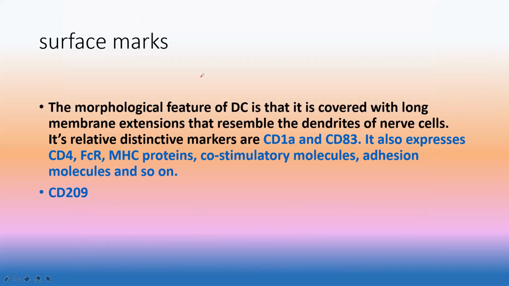What are the surface markers present on the dendritic cell? Dendritic cells have CD1 and CD83. They also express CD4 protein and the Fc receptor, this Fc receptor is for antibody. And an important thing, MHC protein. They also have co-stimulatory molecules. What are the co-stimulatory molecules on the dendritic cell? Antigen presenting cells have B7, and also CD28, which is present on lymphocytes. Okay, clear. We also have some adhesion molecules there.